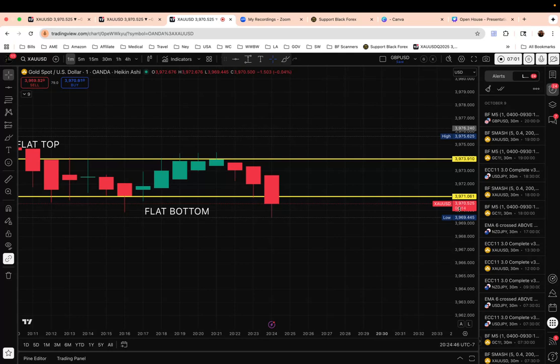On your right hand side, you have your price moving up and down here. The current price for gold is 3970.2. So pay attention to that as well.